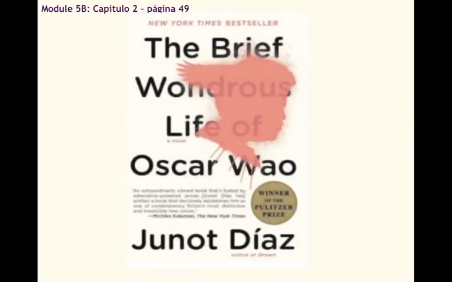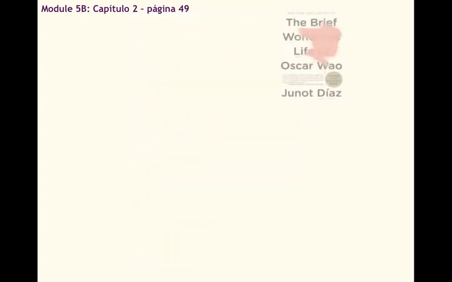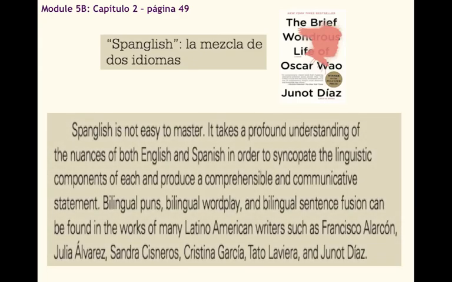Another award-winning author: Spanglish is not easy to master. It takes a profound understanding of the nuances of both English and Spanish in order to syncopate, put together, the linguistic components of each and produce a comprehensible and communicative statement. Bilingual puns, bilingual wordplay, and bilingual sentence fusion can be found in the works of many Latino American writers, such as Francisco Alarcón, Julia Álvarez, Sandra Cisneros, Cristina Garcia, Tato Laviera, and Junot Díaz.